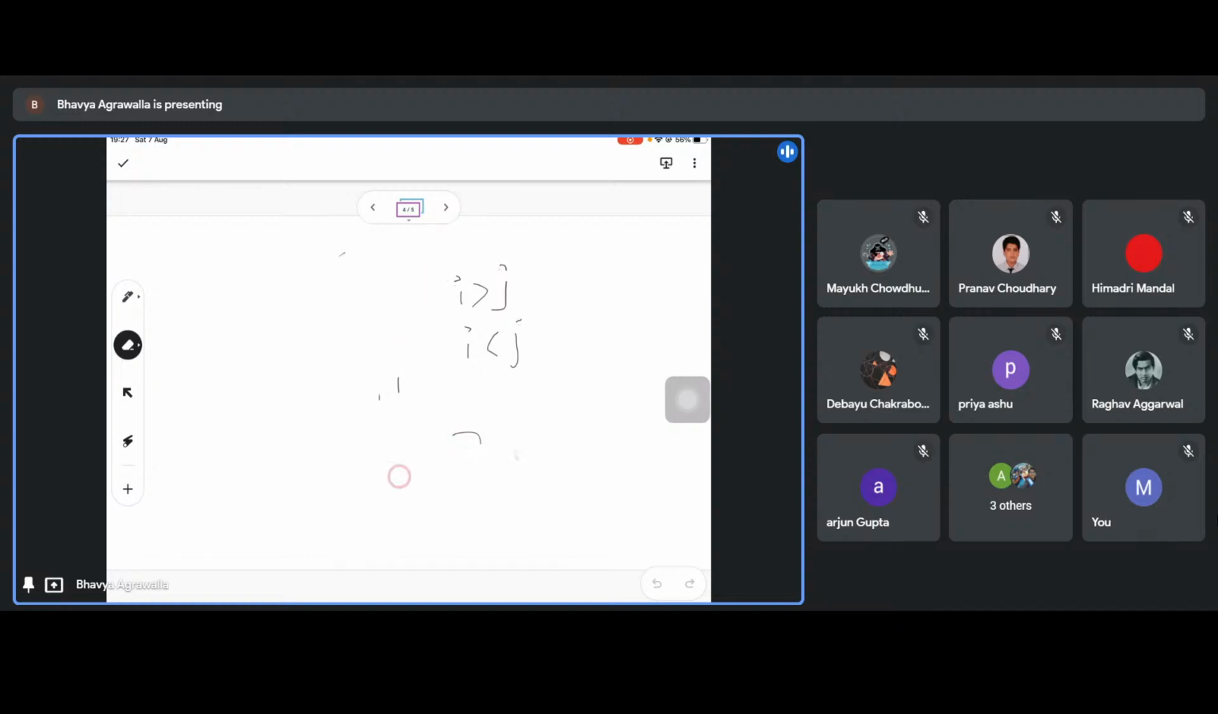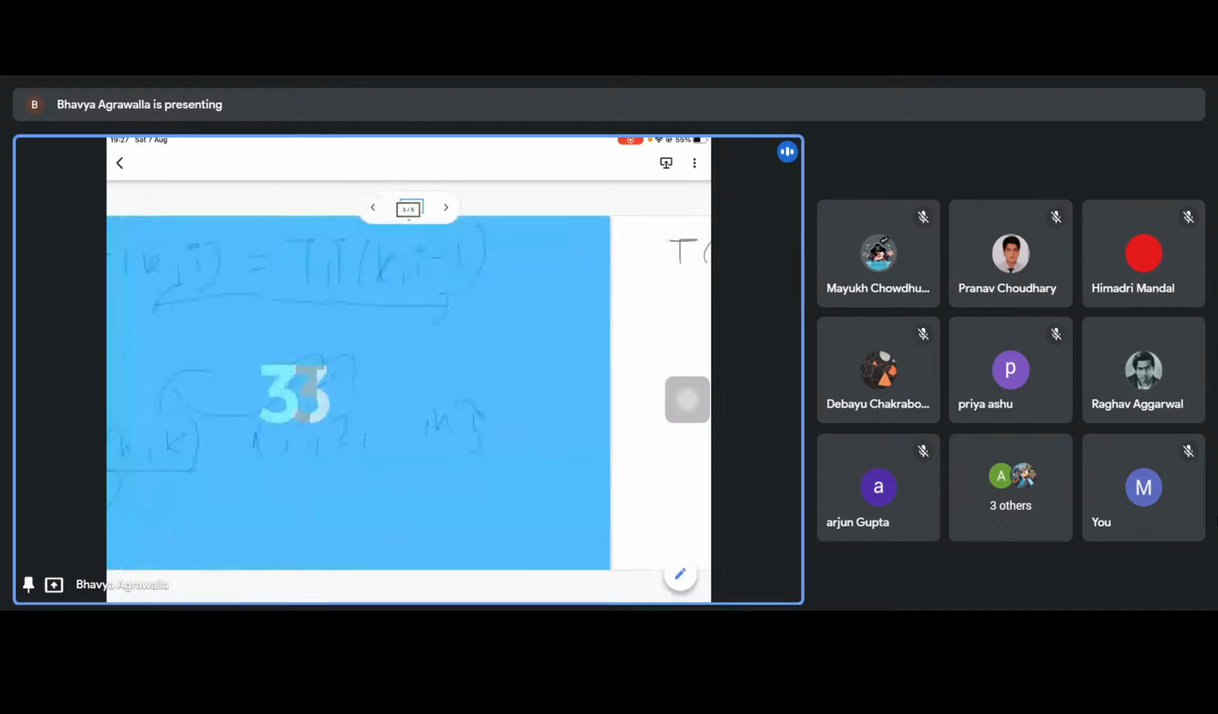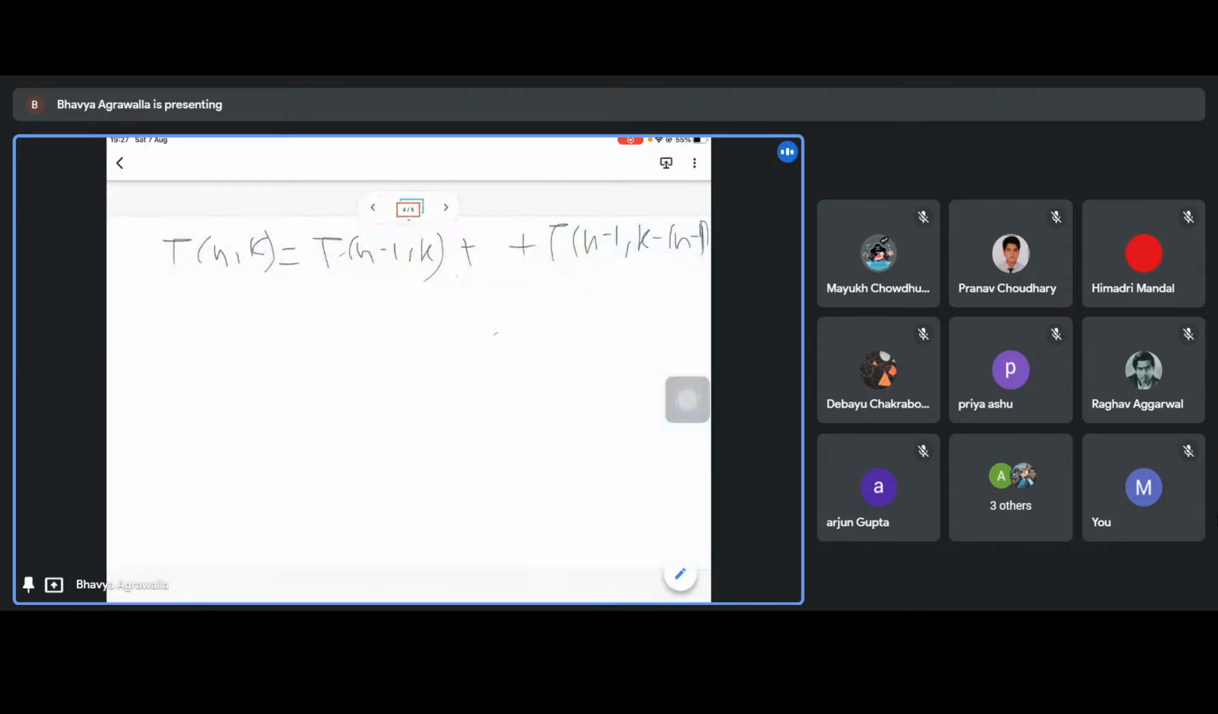Okay, so we have our recurrence for the capital T of n comma k. T of n comma k is equal to T of n minus 1 comma k plus T of n minus 1 comma k minus (n minus 1). So the crux was to look at the first element of the permutation. Basically, you're looking at the first element of the permutation to find out this recurrence.